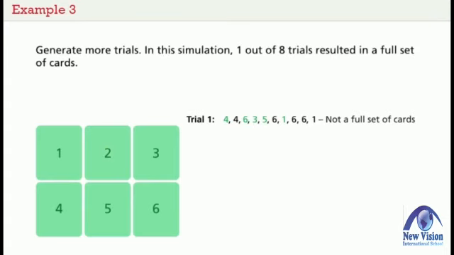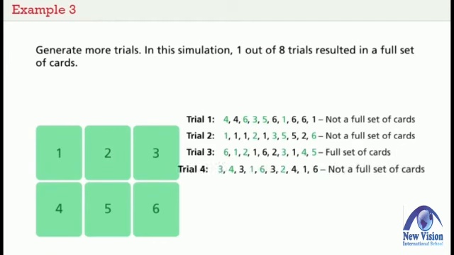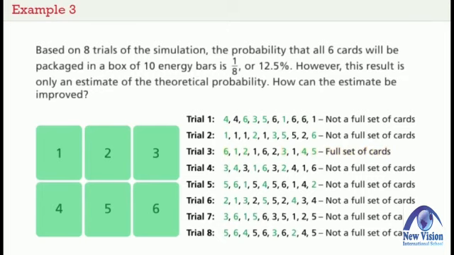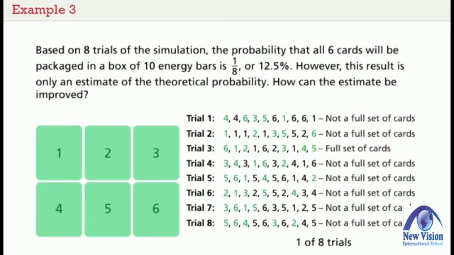You can use the random number generator to make more trials of choosing 10 cards. In this simulation, only one of the 8 trials resulted in a full set of the 6 collectible cards. Based on 8 trials of the simulation, the probability that all 6 cards will be packaged in a box of 10 energy bars is 1/8, or 12.5%. However, this result is only an estimate of the theoretical probability. How can the estimate be improved?